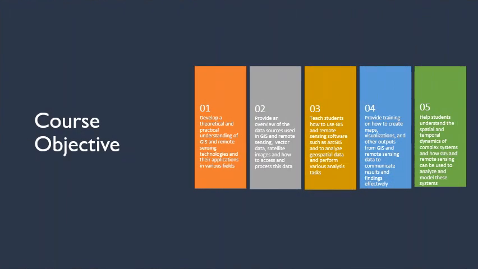Let's begin with the course objectives. There are five objectives. The first one is to develop the theoretical and practical understanding of GIS and remote sensing technology. In this one, you will be introduced to GIS and remote sensing, the basic concepts, and the definition.